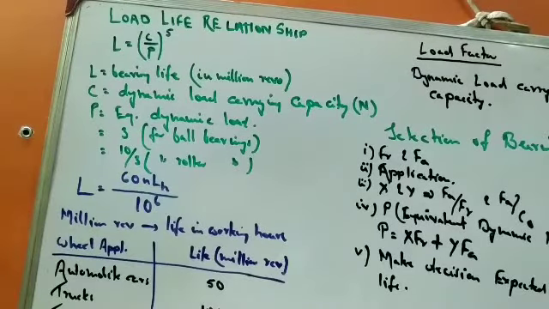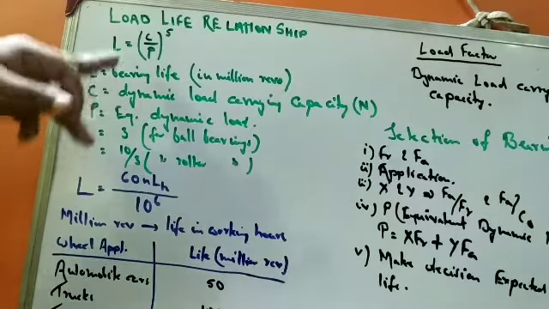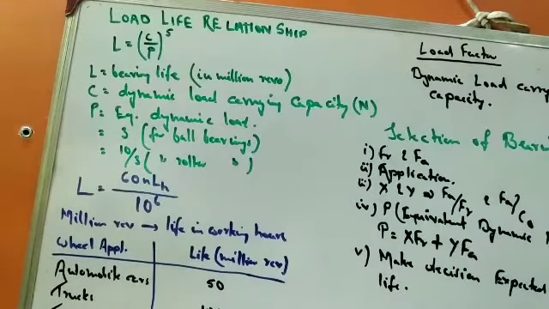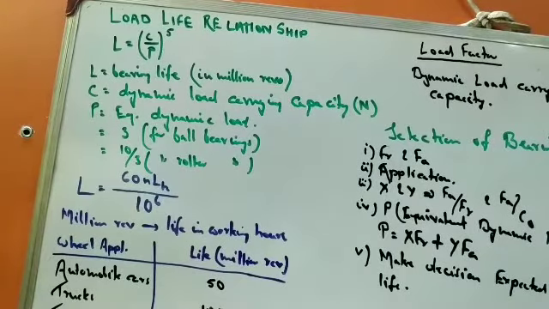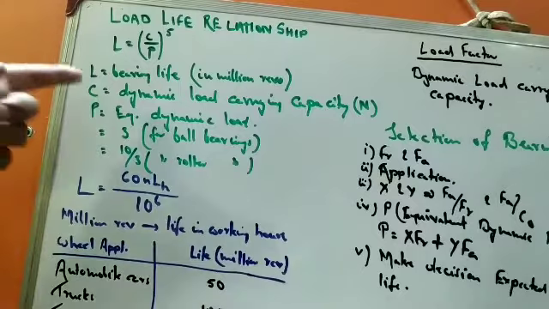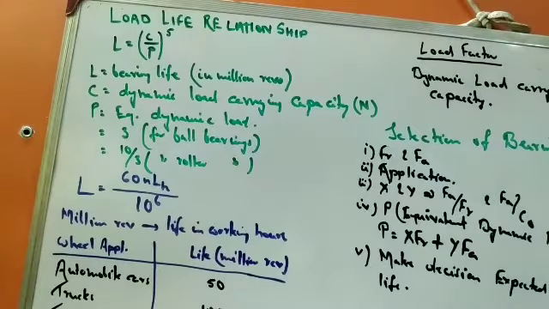Now if we go to calculate the load-life relationship, we design a relationship based on the bearing life, the dynamic load carrying capacity, and the equivalent dynamic load. These three parameters are interrelated by the equation L = (C/P)^p, where L is the bearing life in million revolutions, C is the dynamic load carrying capacity in N, and P is the equivalent dynamic load.